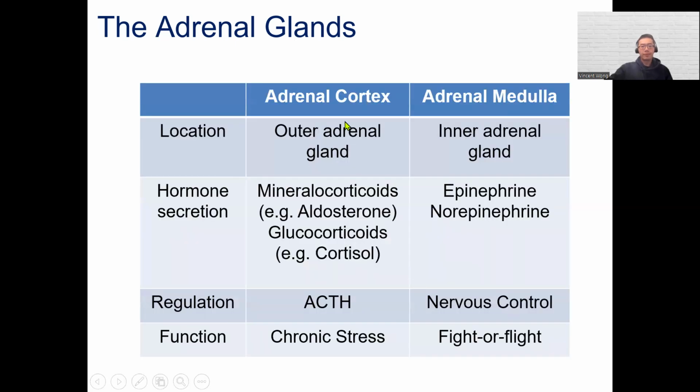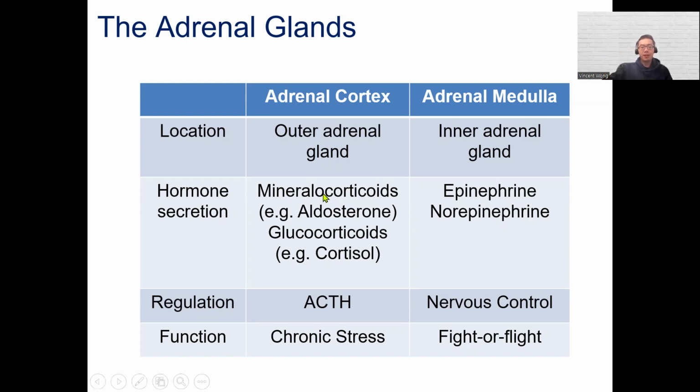Okay, so this compares and contrasts the 2 parts of the gland, right? The cortex is the outside, the medulla is the inside. The hormones secreted from the cortex are separated into 2 groups. We have what's called mineralocorticoids. Corticoids means they're steroid hormones as opposed to protein hormones. The way they function is a little bit different, but we're not going to go into the details.